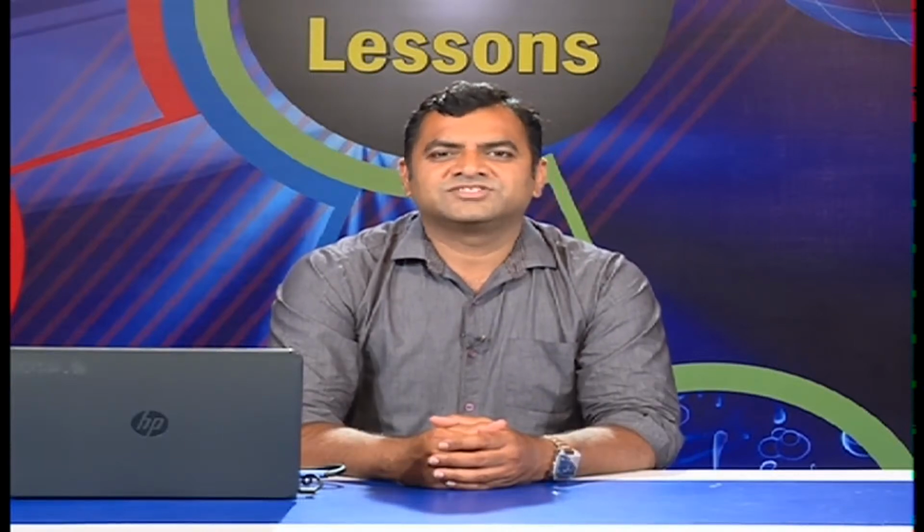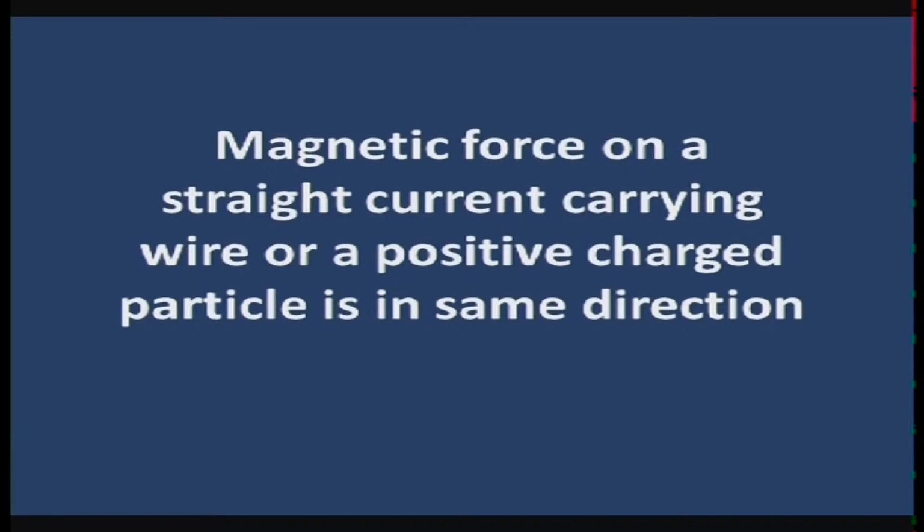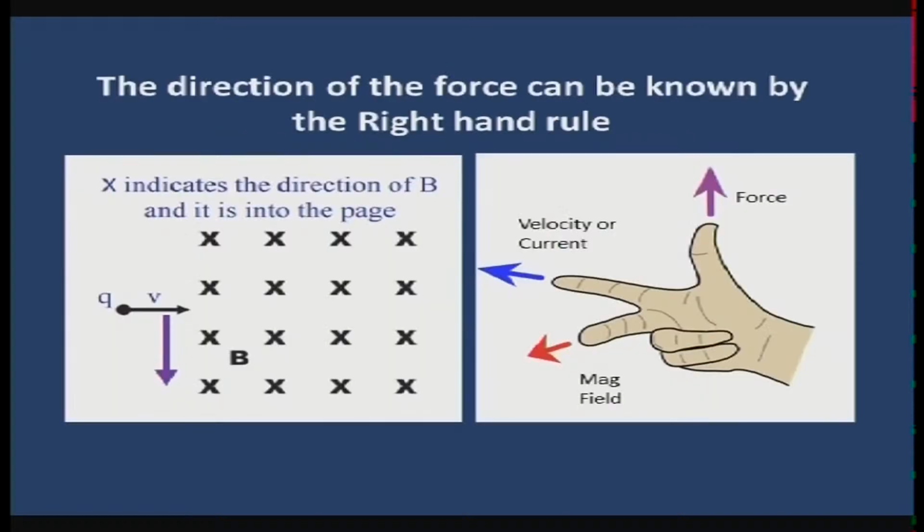Children, now let us revise. We have seen that the magnetic force on a straight current carrying wire or a positively charged particle is in the same direction. The direction of the force can be known by the right hand rule, that is, when three fingers, thumb, index finger and middle finger are stretched in such a way that they are mutually perpendicular to each other, and the pointer shows the velocity of the charged particle or current and the middle finger shows the magnetic field, then the thumb will show the direction of the force acting on the wire.